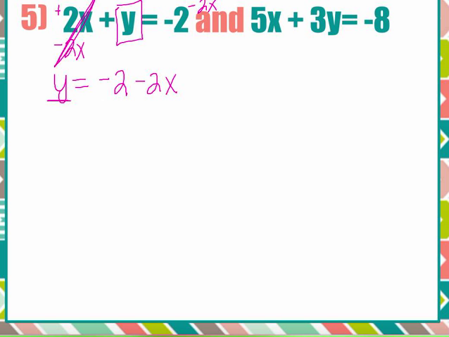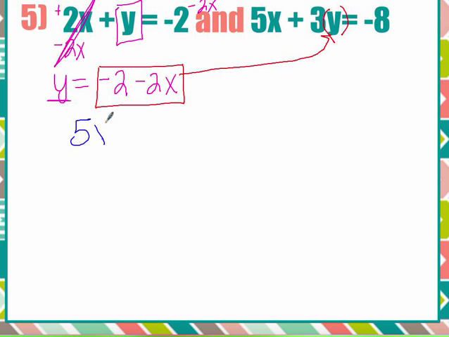Now I can plug this in like we were doing with the previous examples. I can take this expression that they're saying y is equal to, put it in the opposite equation where the variable y is. So when I set up my new equation to solve, I've got 5x plus 3 times y equals negative 8. And we just found that the expression that y is equal to is negative 2 minus 2x. And now I'm going to solve for the x variable.